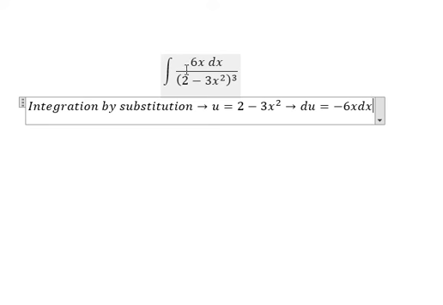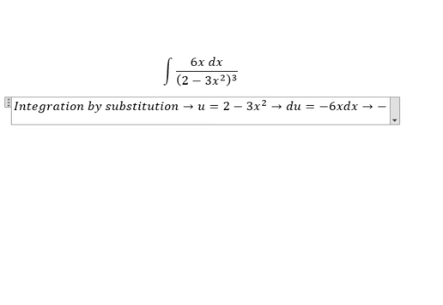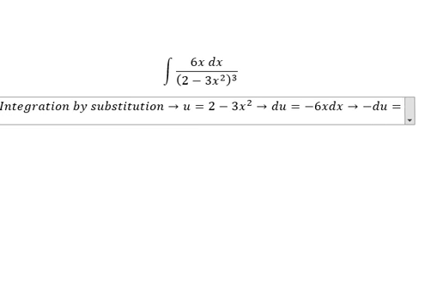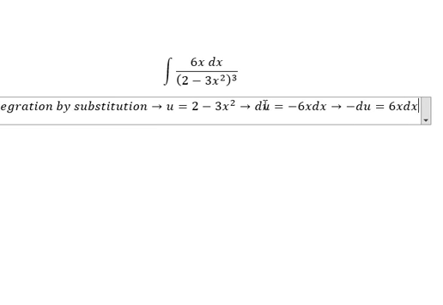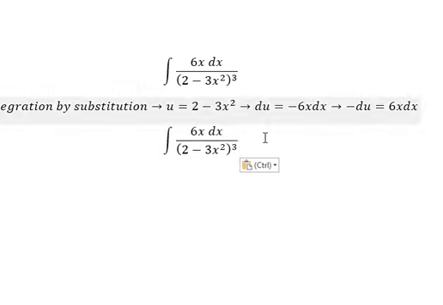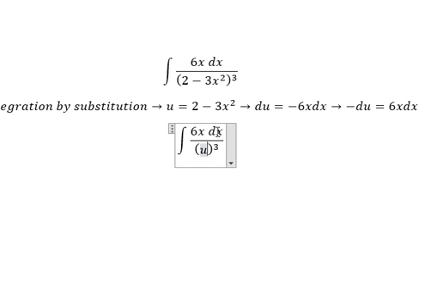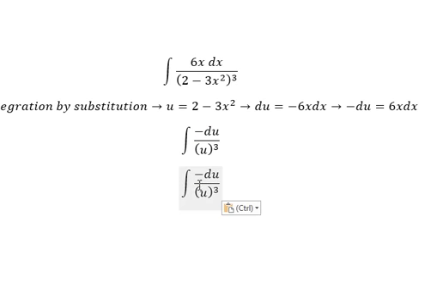Because we don't have negative in here, we need to move the negative to the left, and you get negative du equals 6s ds. So this one we change for u, 6s ds we change for negative du. So we can write this one like this. That's u to the power of negative 3 du.